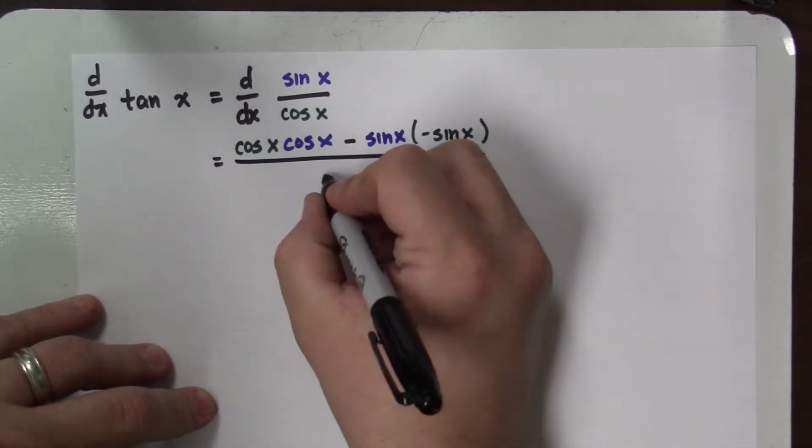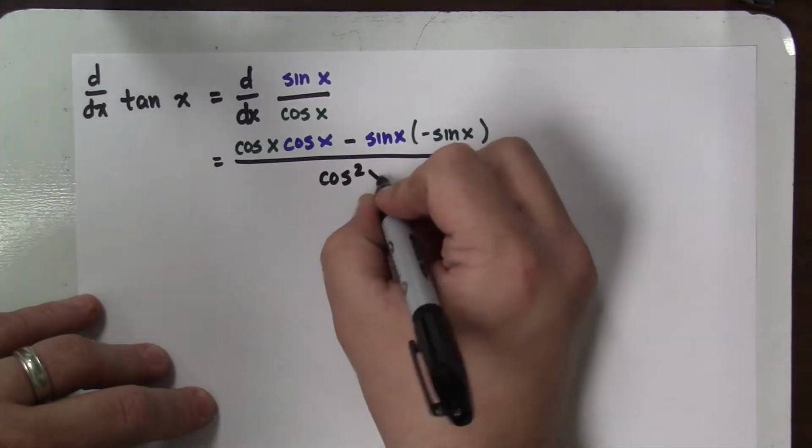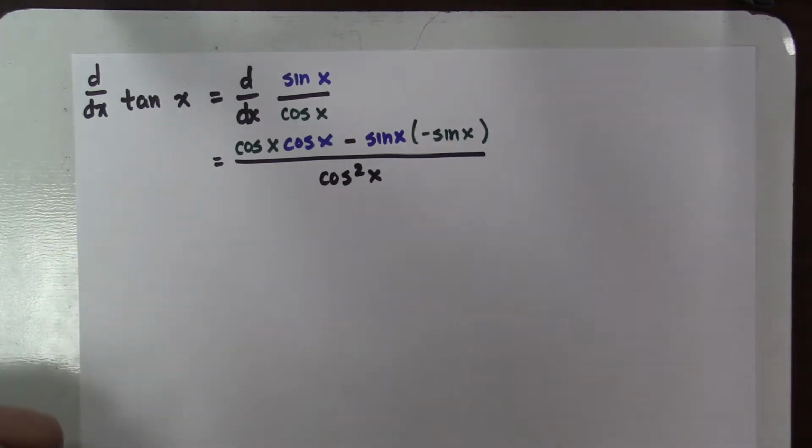all over cosine squared. And I don't know why I did that in black. I meant to do that in green. I keep doing that, in fact.